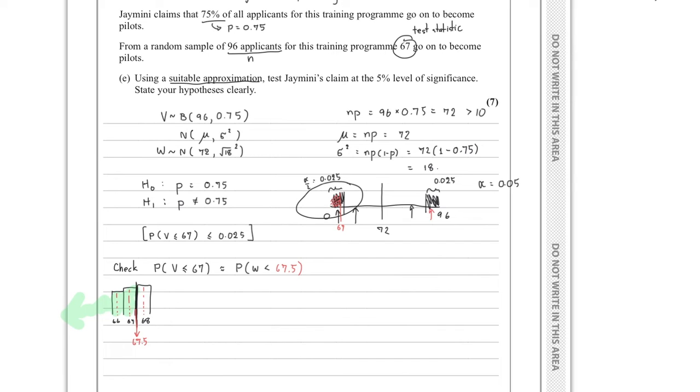And now we are supposed to show working out, so we have to change from W, which is normal distribution, to standard normal distribution.